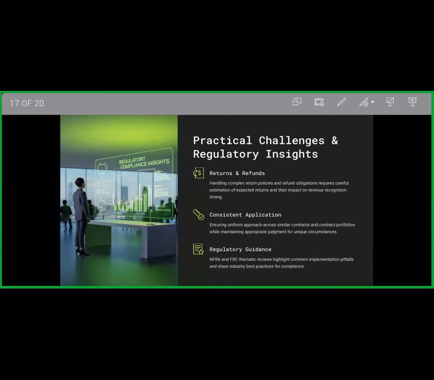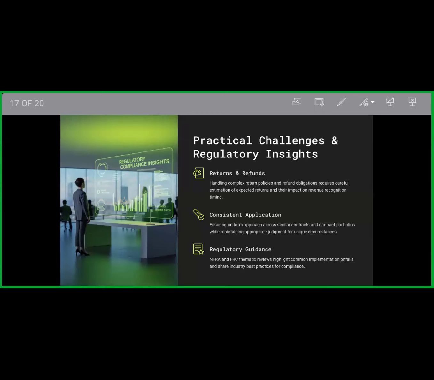So this is the main challenge: how to account for that entry. Handling complex refund policies and refund obligations requires careful estimation of the expected returns and their impact on revenue recognition timing. We know that the timing of the revenue and the timing of the refund are not standard. The timing depends upon the return of the goods by the customers.